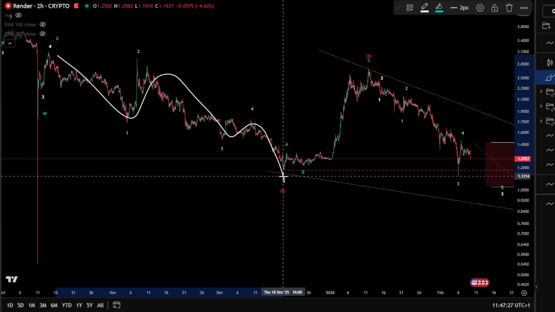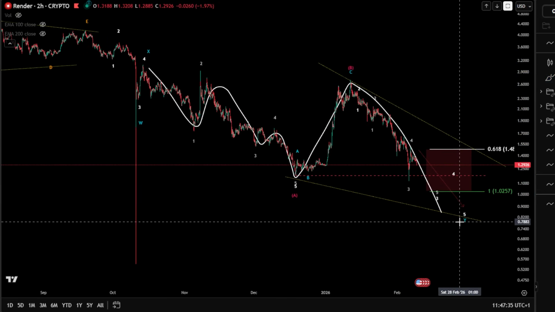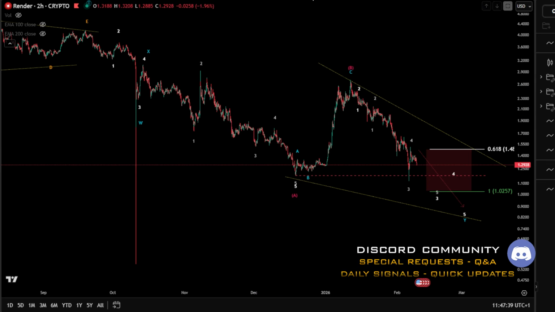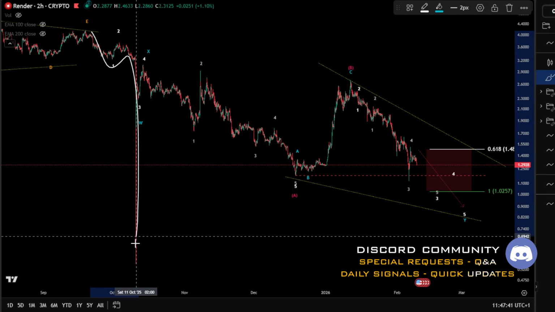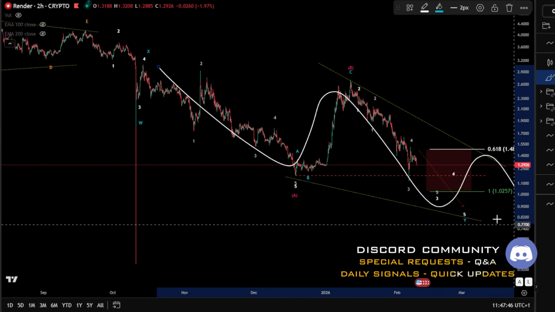Now, if we dive inside it, we can see clearly that this drop, where we might have here a potential diagonal in an impulse wave 1 or a wave A. Of course, it can be wave B and a wave C to finish wave Y, in W, X and a Y, which I doubt. A little bit higher possibility is to be in A, B, and a C. The wave C is a 1, 2, 3, 4, and a 5.